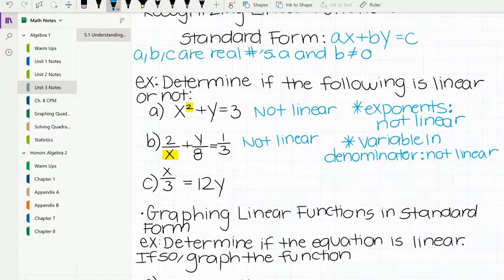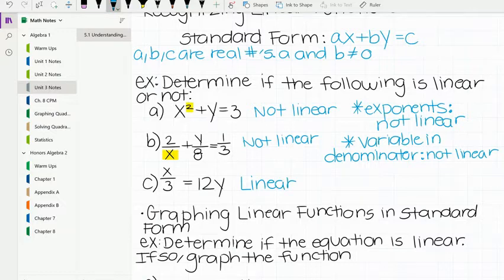Also, square roots would make it not linear, but most commonly you'll see exponents and variables in the denominator. Our last one, we have x over 3, which I could really write as 1/3 x equals 12y. So this one is linear.